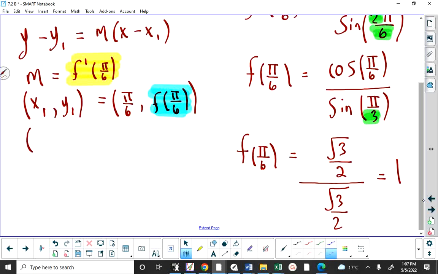So the point is pi over 6 comma 1, and now we have to work on the derivative so we can find the slope at that point. I'm going to pause there. Any questions with the work on finding the y coordinate?